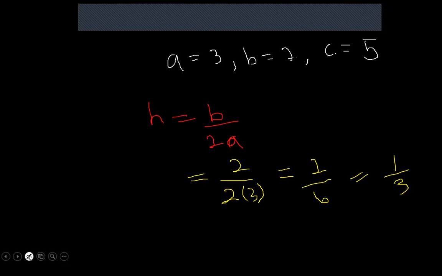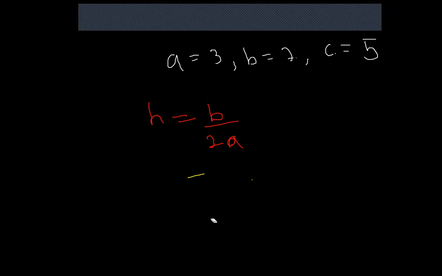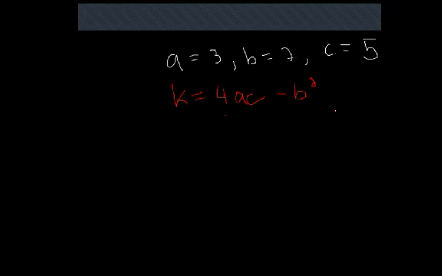Now, how do you find k? That's the question you should ask yourself. Remember, the aim is to find the values of both h and k. So now that we know h, we need to find what k is. And this is the formula to find k. K is equal to 4ac minus b squared divided by 4a. So remember, these are just two formulas you have to learn off, right?